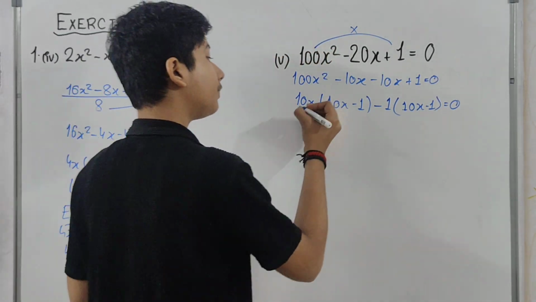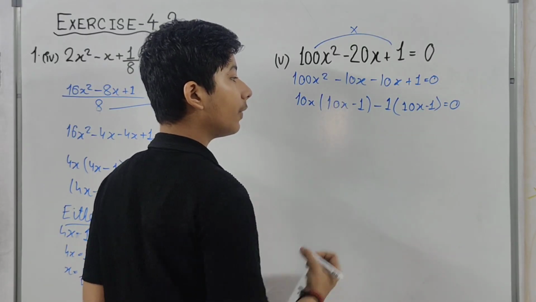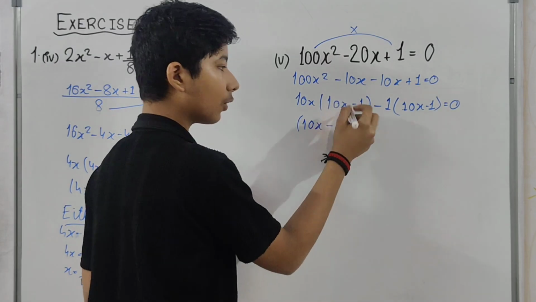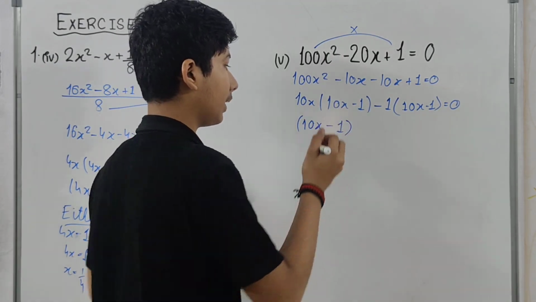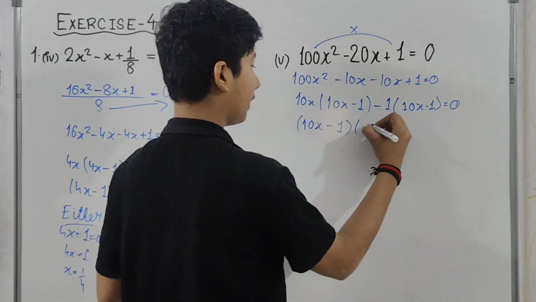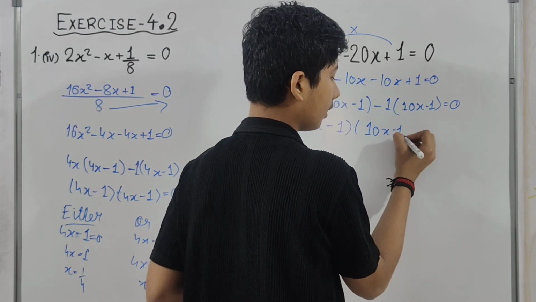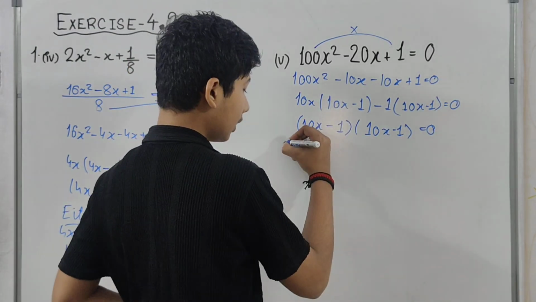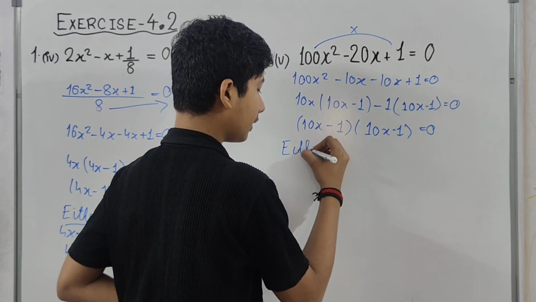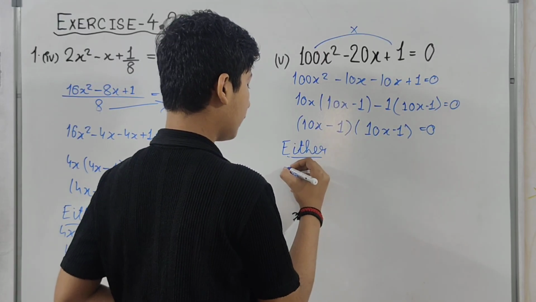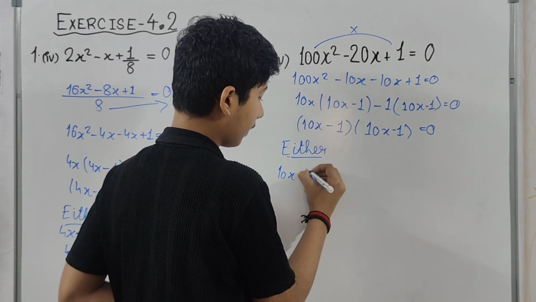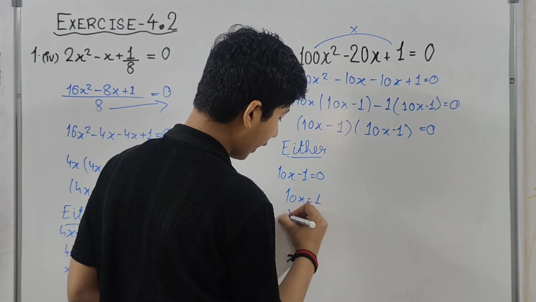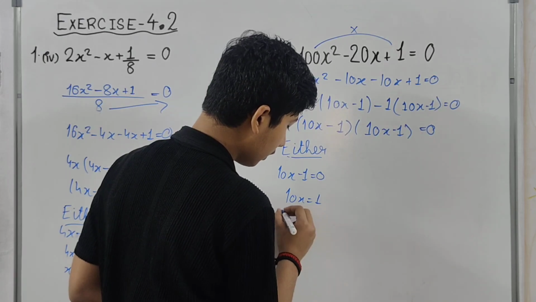Okay, now this is finished. We'll take 10x minus 1 common. This bracket is common, so the remaining things we'll take in one bracket, which will be 10x minus 1 equal to 0. So now again the brackets are same, so both roots will be same. Either the roots will be 10x minus 1 equal to 0, 10x equal to 1, so x will be 1 upon 10.